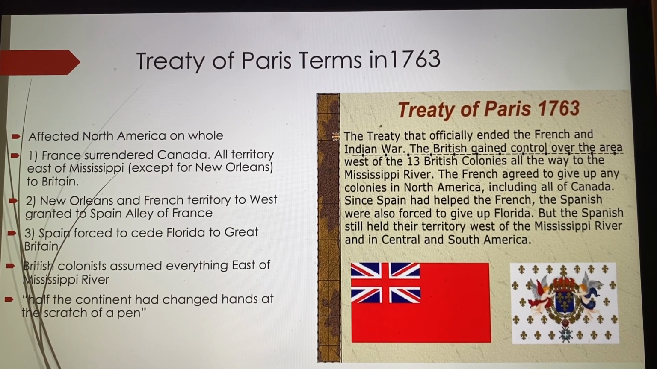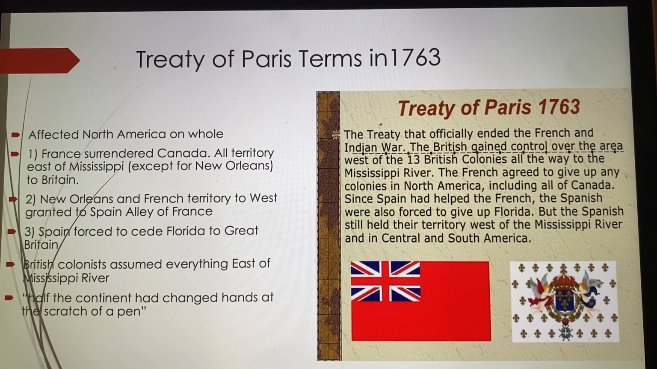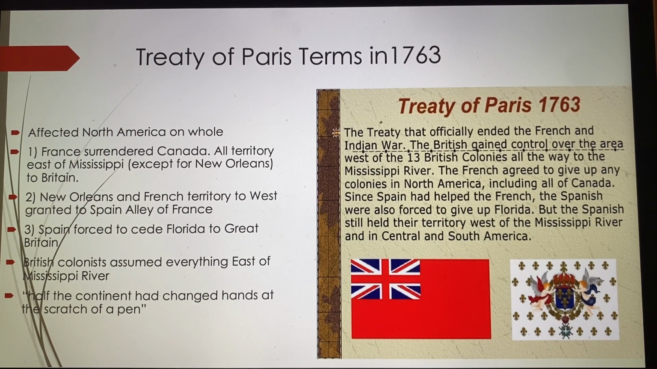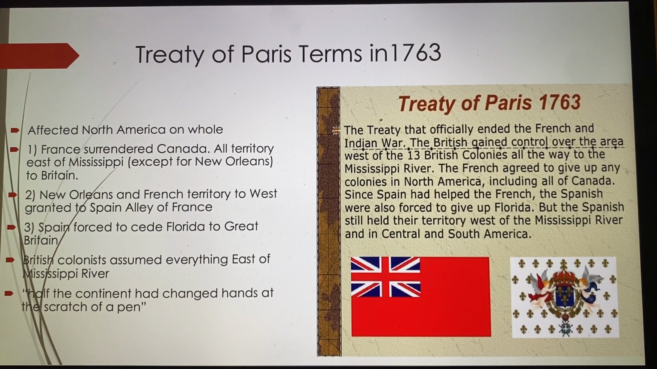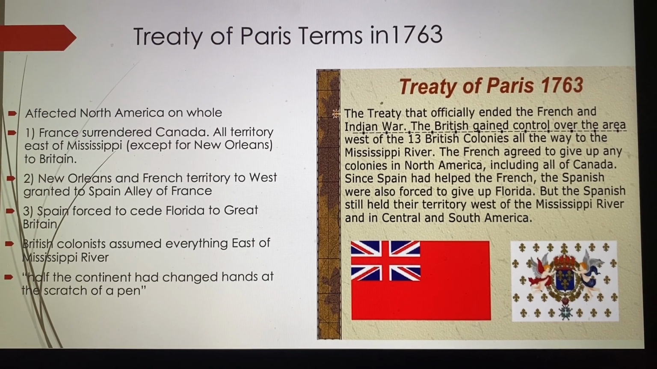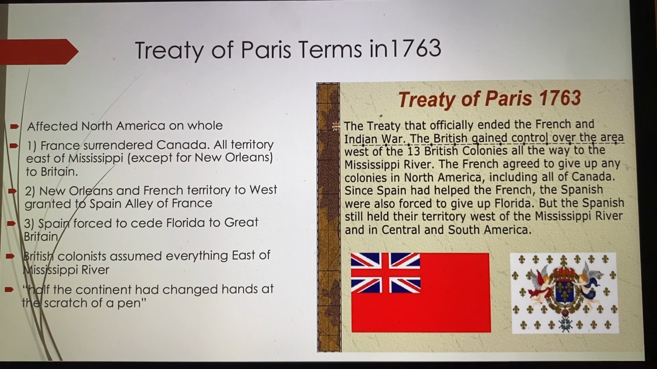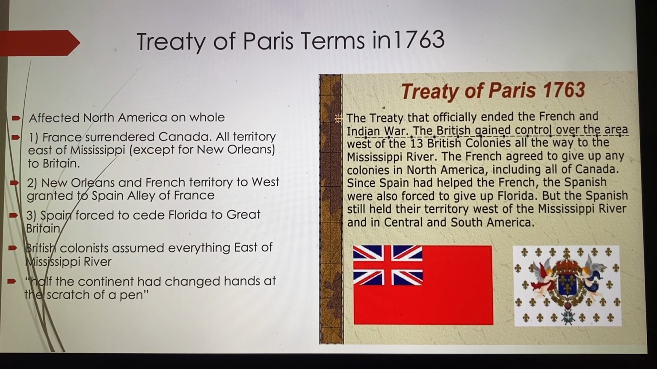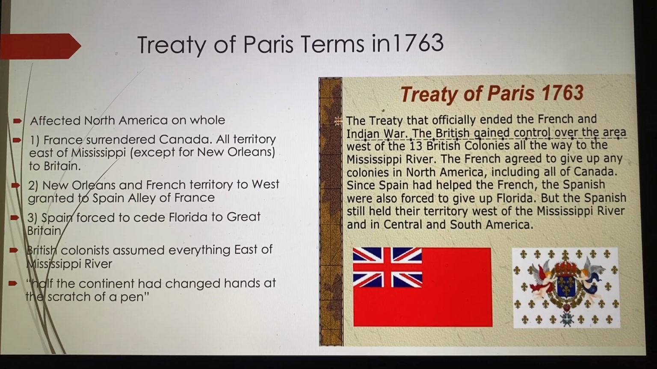They gave it up. Since Spain had helped the French, the Spanish also gave up Florida. But the Spanish still held their territories west of the Mississippi River and in Central and South America. And we know the part of Louisiana west of the Mississippi River, the French still had New Orleans, right? Okay. So this is what happened at the Treaty of Paris, that the land started changing from France and Spain to England, right?